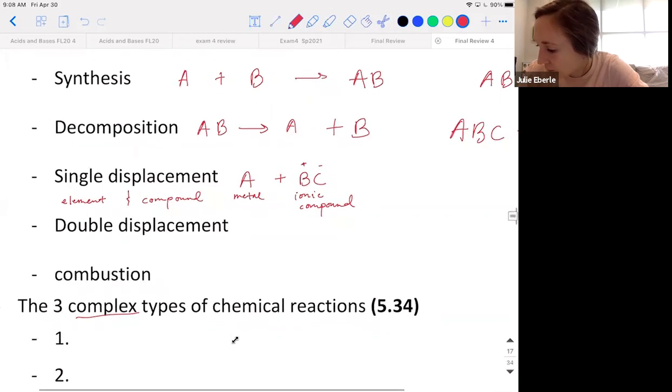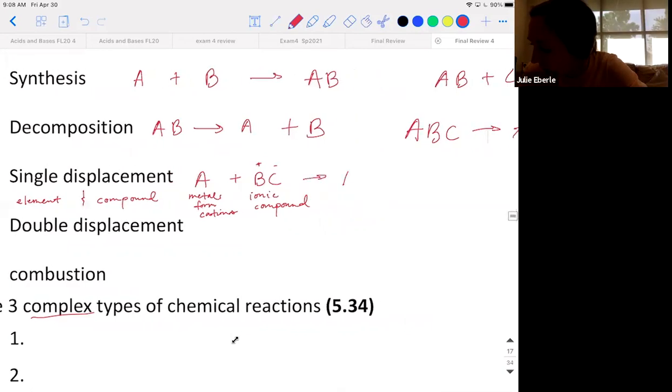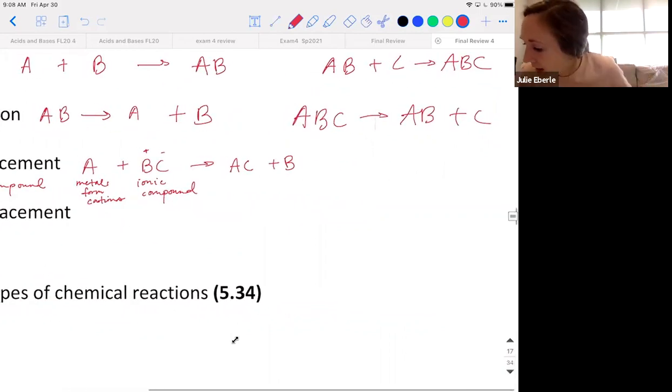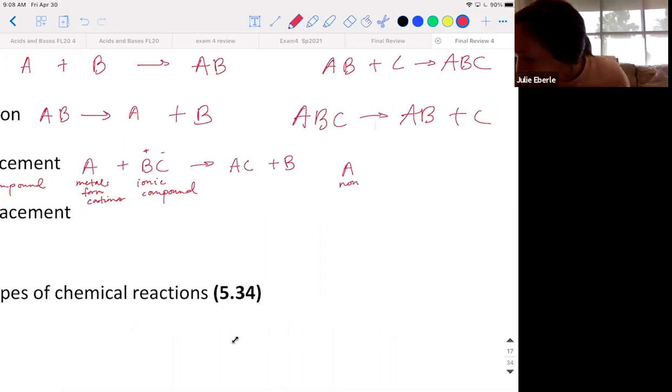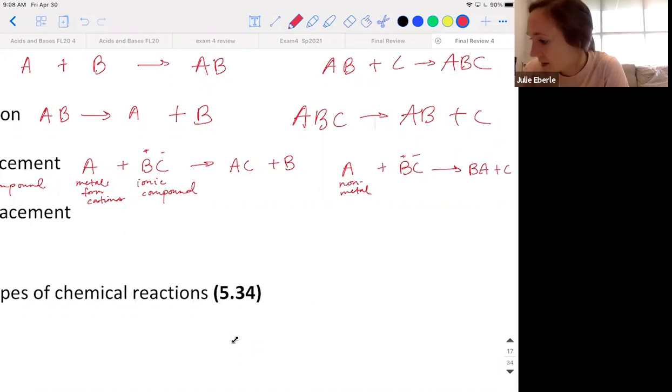So metals form cations. So what we would get is AC plus B. A would displace B. Now, if you have A and it's a non-metal, such as chloride, fluoride, bromide, oxygen, and then you have BC, a plus-minus ionic compound, A will displace C. So you get BA plus C.